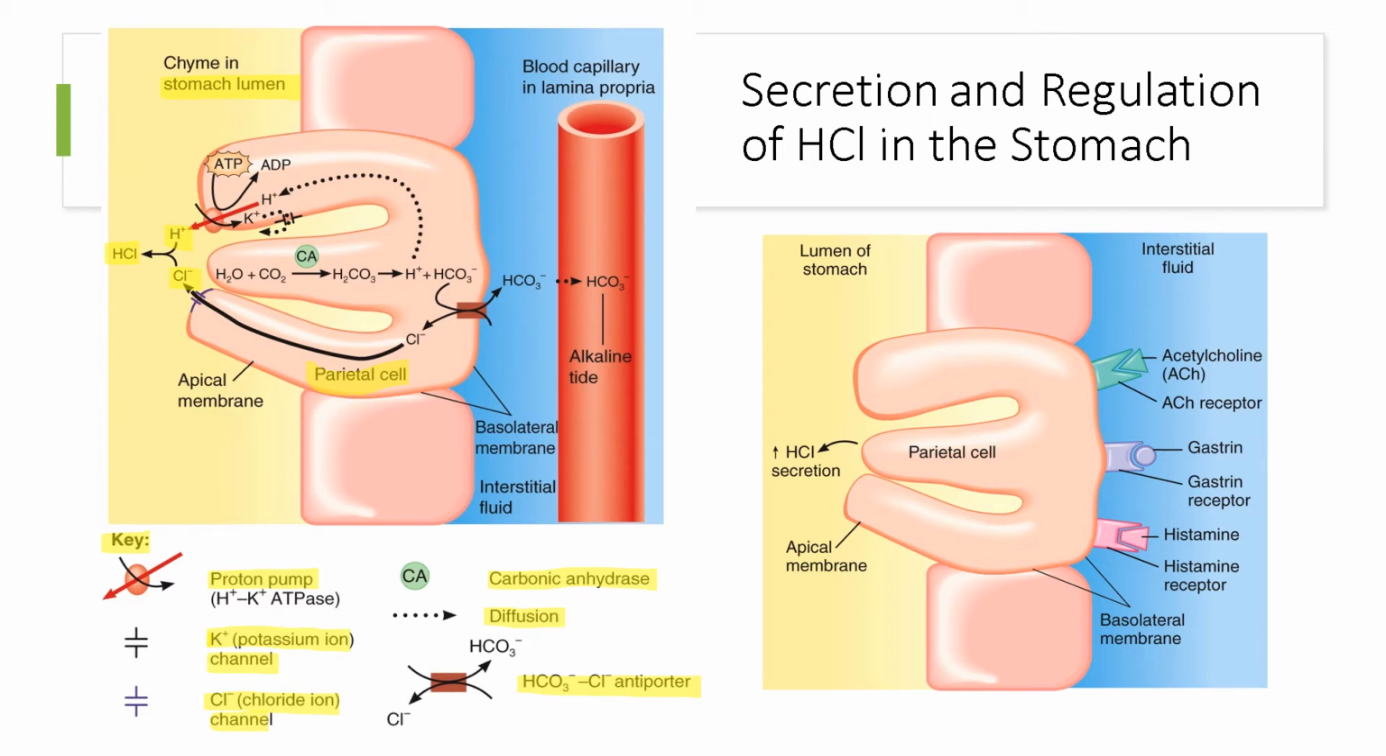So we already kind of know the end product that parietal cells send out, but where does this start? It starts here with water and carbon dioxide. Now we have this carbonic anhydrase that will convert water and carbon dioxide into carbonic acid. Carbonic acid will dissociate into hydrogen ions and bicarbonate.